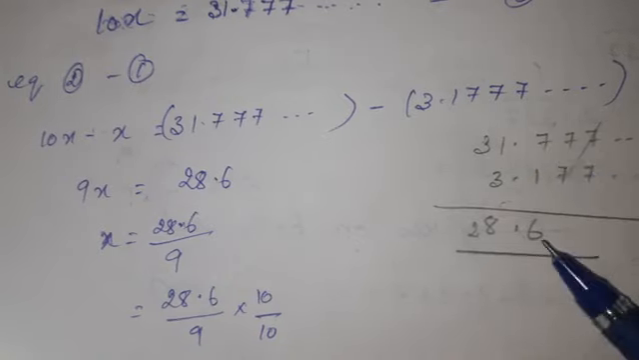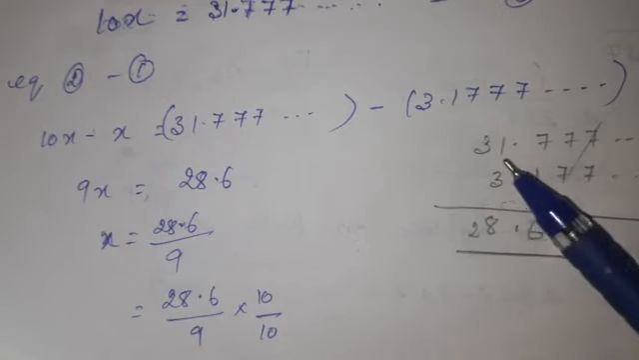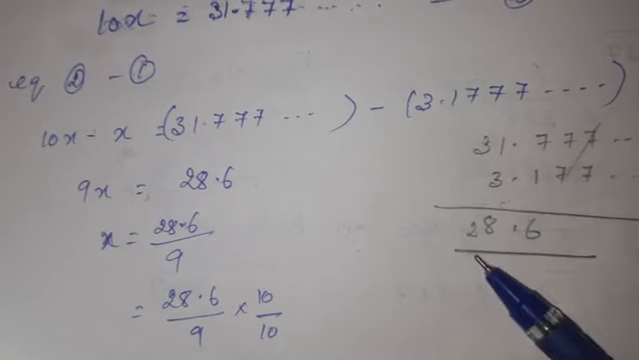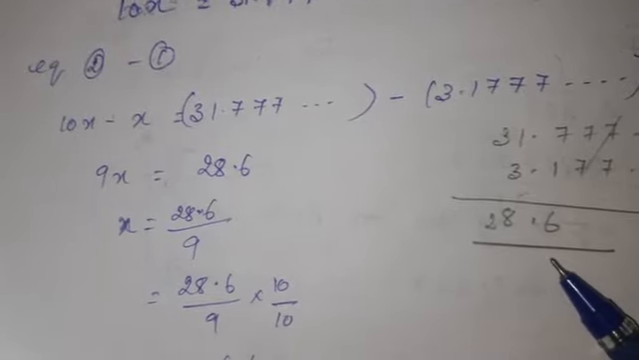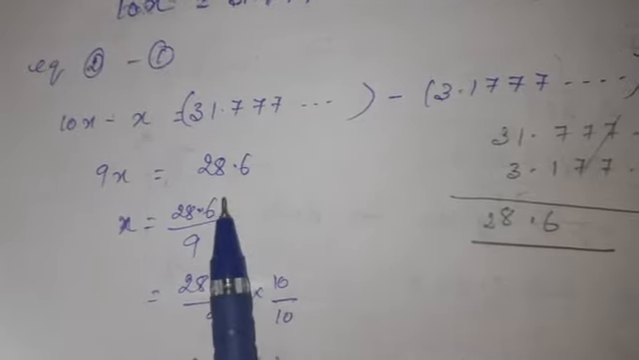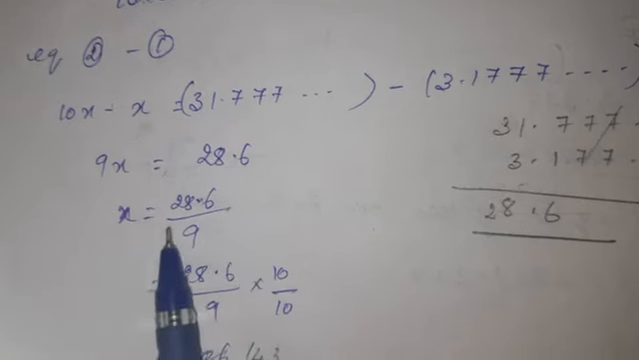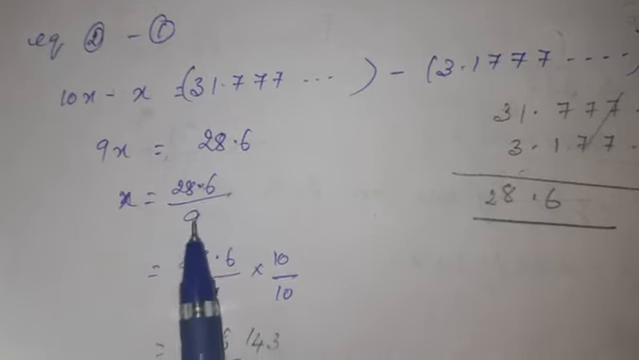So it is cancelled. It means 0 when you subtract. Next, 7 minus 1 is 6. Decimal here. 31 minus 3, you will get 28. So our answer is 28.6 in decimal. Here I have written 28.6. Then x is equal to 28.6 divided by 9.